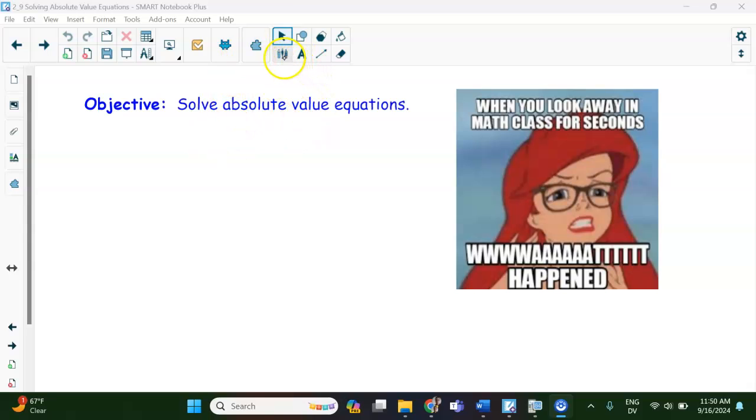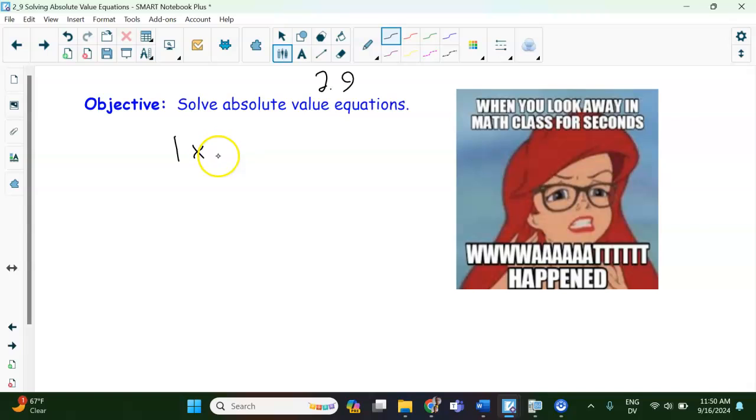Okay, welcome to section 2.9 here. We are going to solve absolute value equations. So all that means is you're going to have these fence posts for absolute value with x in them, and you're going to solve them. All right, and so we're going to learn how to do that.